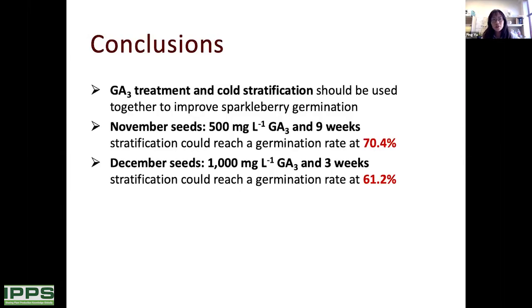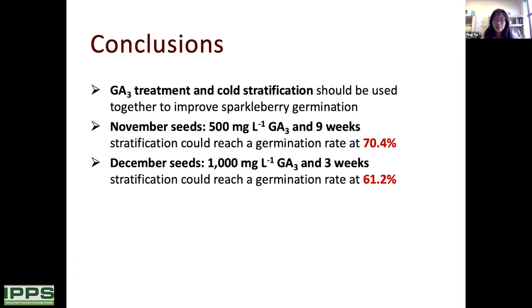The conclusion for this study was that GA3 treatment and cold stratification could be used together to improve sparkleberry germination. And for the November seeds, 70% germination could be reached with 500 milligrams per liter GA and 9 weeks of cold stratification.